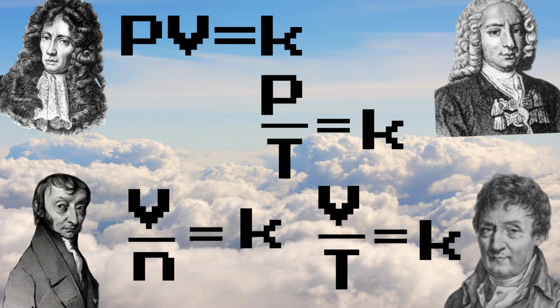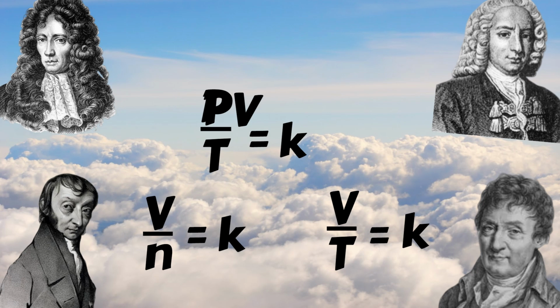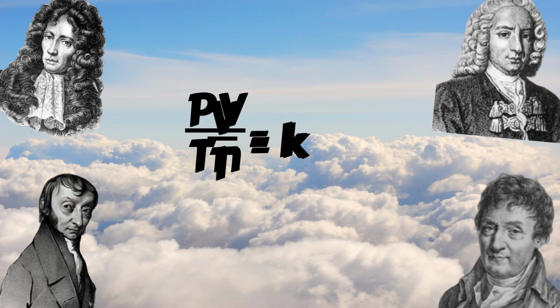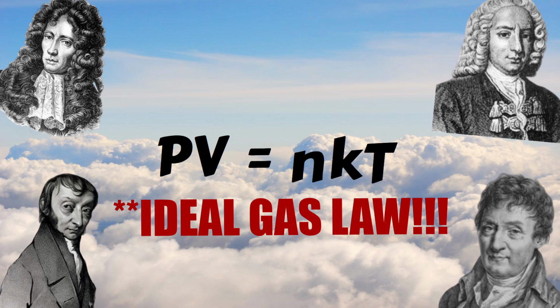Now, you might be thinking, what if we combine these relationships into one? Well, as it turns out, we can. By writing all of these together as a single relationship, you can come up with what is known as the combined gas law. The combined gas law deals with all of these properties of a gas, because in the real world, all of these may vary.